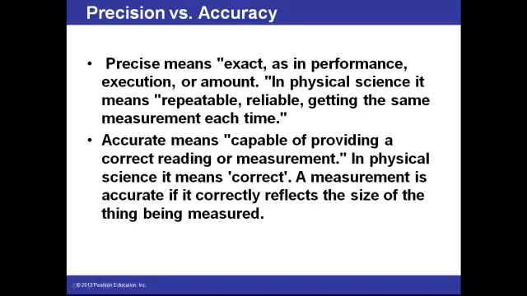Accuracy, on the other hand, is capable of providing a correct reading or a measurement. So in physical science, this means that you get the correct answer. And so accuracy usually is based on the calibration of the machinery that you're actually using. So if you have a miscalibrated piece of equipment, you could be very precise in your measurements, but you'd get the wrong answer every time.